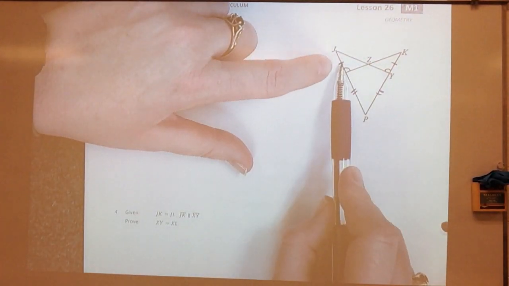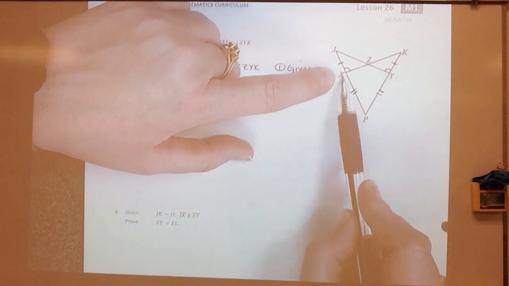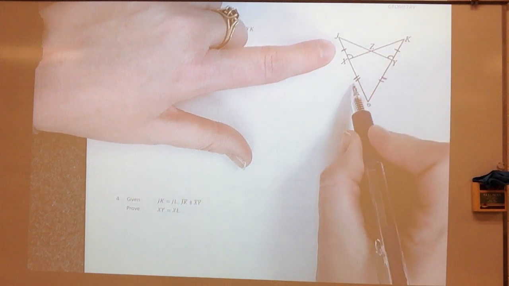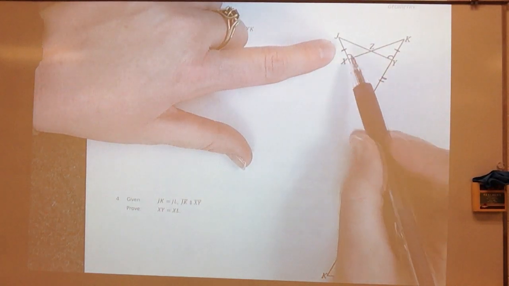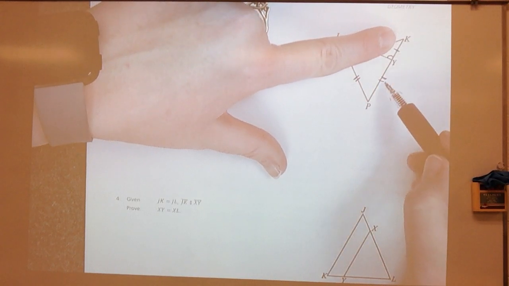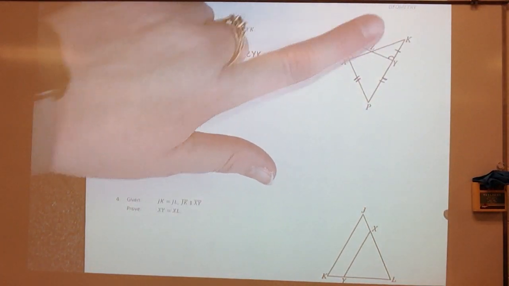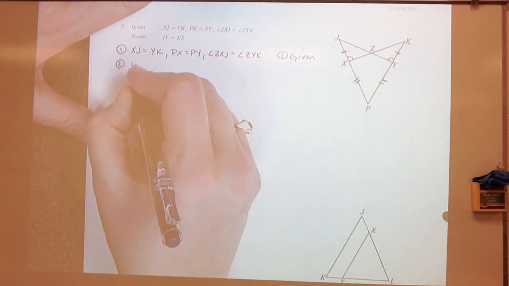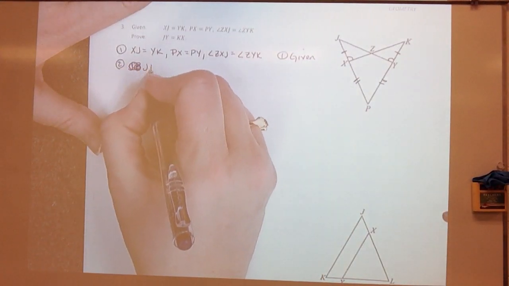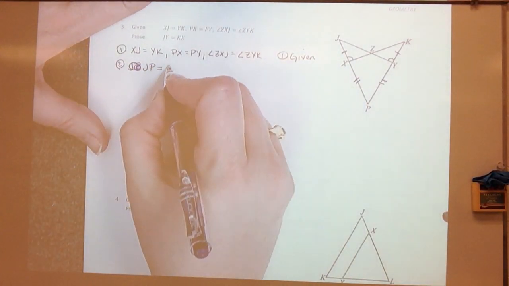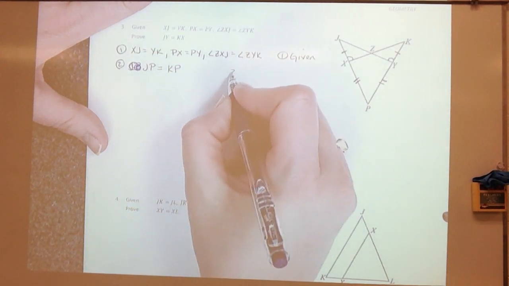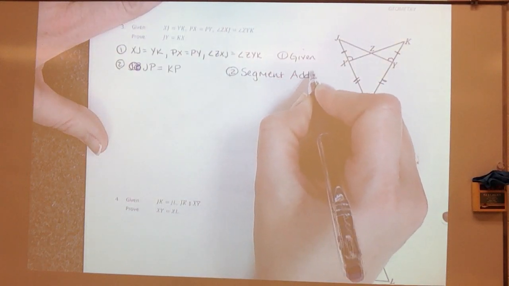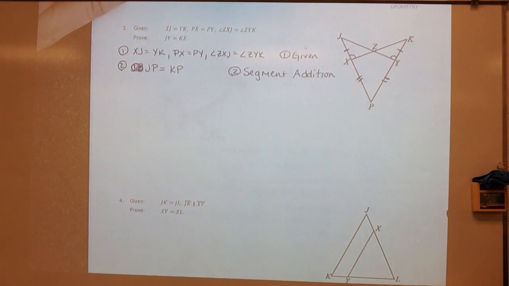So, I know that this portion is equal to this portion, and this portion is equal to this portion. Let's just say that this was 5 and this was 6. So, if this is 5 and 6, this side would be 11. That means this 5 and 6, that means that side would be 11. So I can now prove in my second step that JP is equal to KP, and that is simply segment addition. I'm simply putting together what I know.